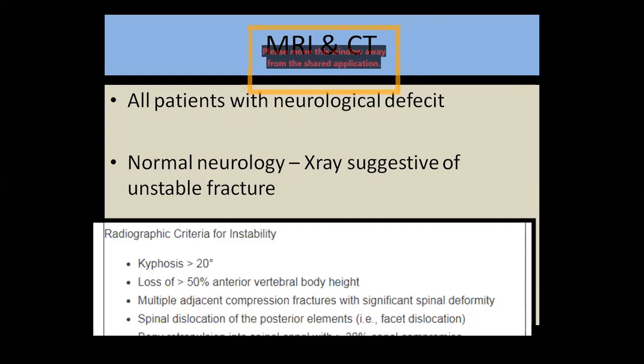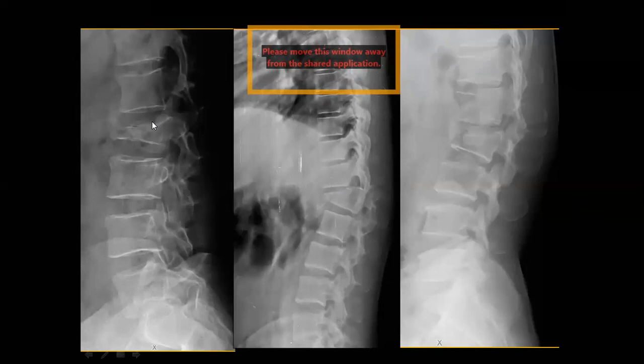Whether to go for MRI, CT scan or not: in some patients, if you consider the patient to have a stable fracture, there is no need to go for MRI or CT scan. You can treat the patient with the X-ray alone. If you think that the patient has an unstable fracture, then you subject them to MRI and CT scan. How do we decide that? Usually these are the things. If the compression of the vertebral body is more than 50% compared to the adjacent levels, it can be an unstable fracture. Go for MRI scan and CT scan, that's one thing.